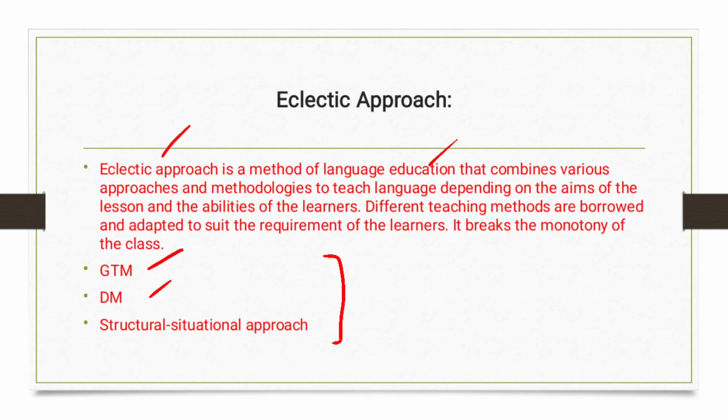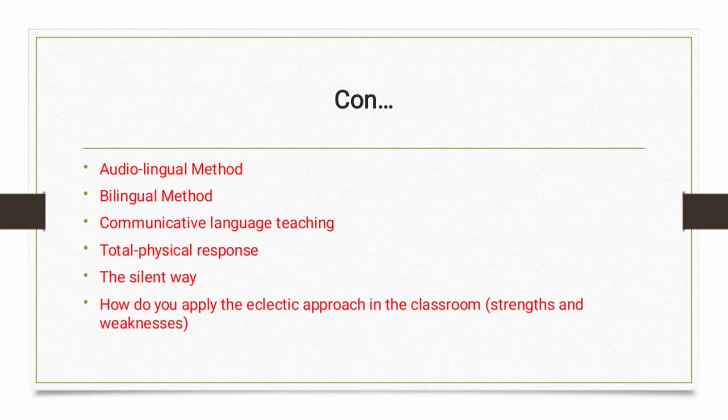DM means the direct method. In this method, the teacher refrains from using the student's native language. The target language is directly used for teaching all the four skills. Now, what are those four skills? Listening, speaking, reading, and writing. The third is the structural situational approach. In this approach, the teacher teaches language through a careful selection, gradation, and presentation of vocabulary items and structures through situation-based activities.